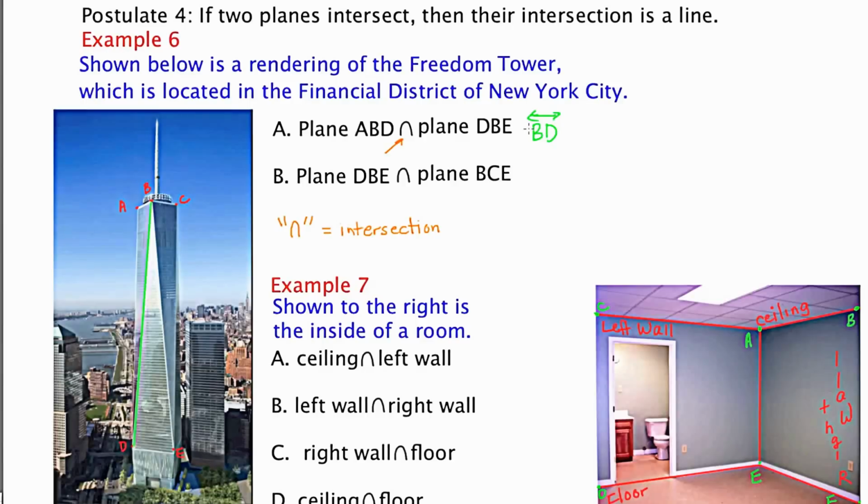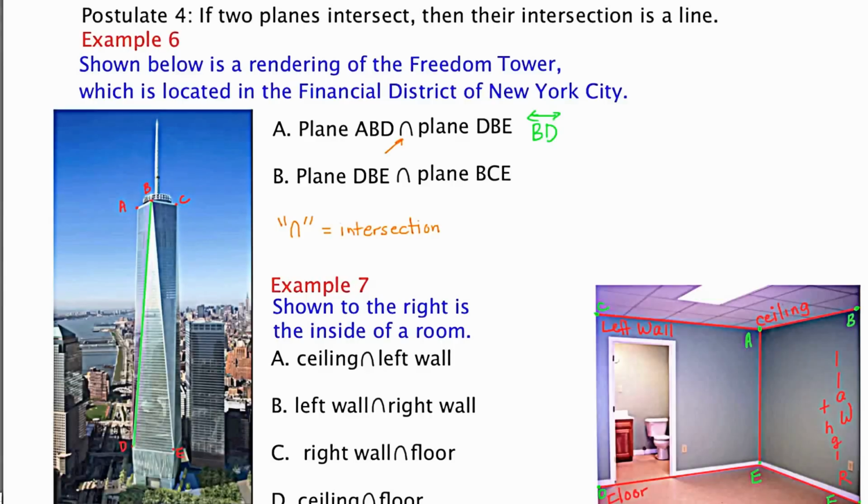Okay, letter B, plane DBE. Once again, this is this plane that's right in front of us. It's the closest to us. And then we're going to intersect that with plane BCE. Now, plane BCE is sort of a little bit to the right of that frontmost face or that frontmost plane.